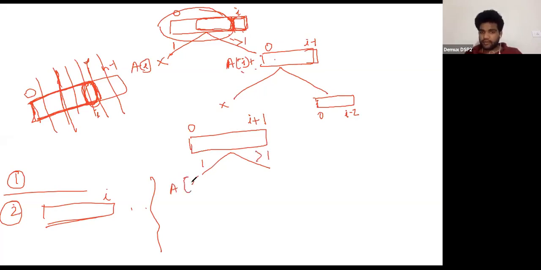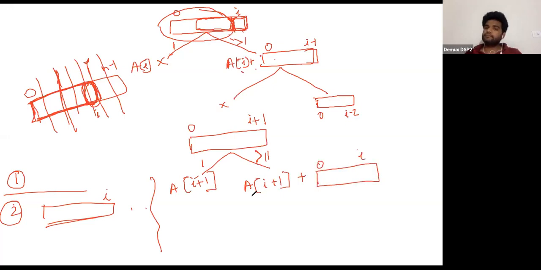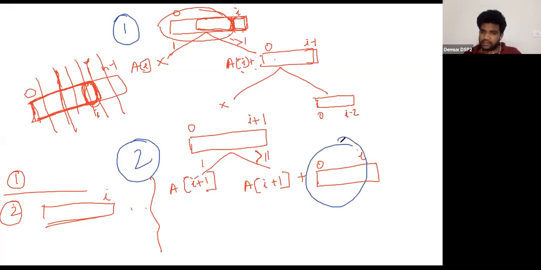If I go for length 1, I am only left with a[i+1]. If I go for greater than 1, now this is the crux: I will have a[i+1] and I will be left with 0 to i. Correct? So now for 0 to i, you look at these two trees, 1 and 2. Isn't this something that you are solving again?